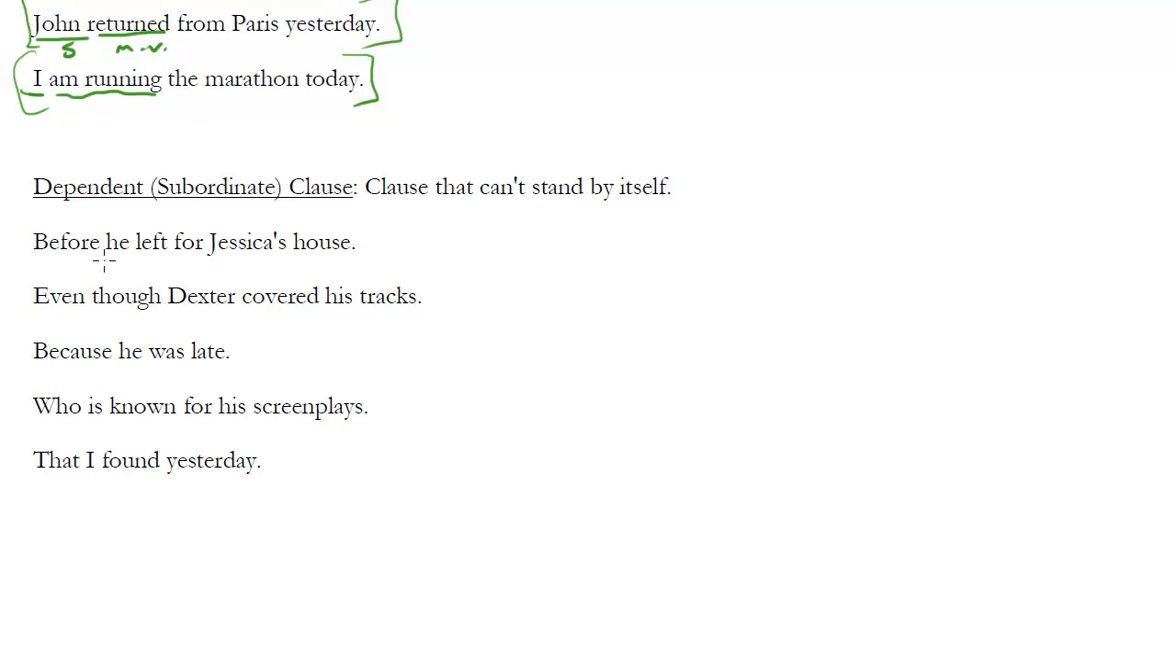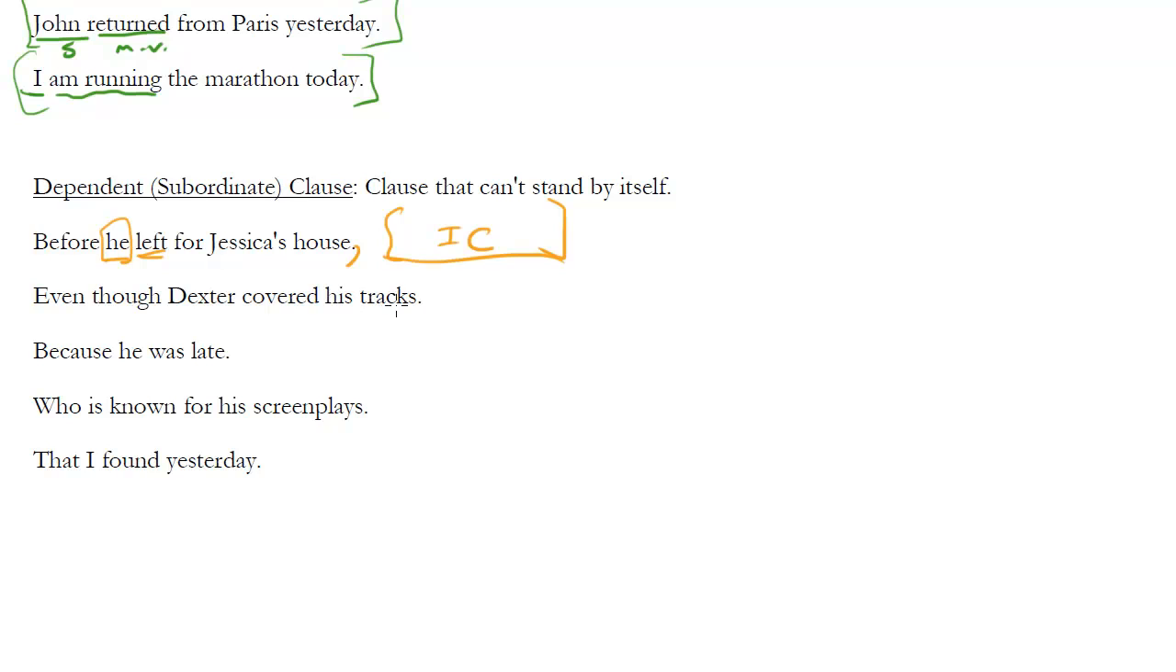So this is a clause, right? Subject, verb, but it's not a complete sentence. We would have to maybe add a comma and add some information. So like, before he left for Jessica's house, John grabbed his keys, whatever, right? Something like that. It needs to complete. It's a dependent or subordinate clause because it's dependent or subordinate to an independent clause. So we would have to match this with an independent clause right here to complete the sentence.